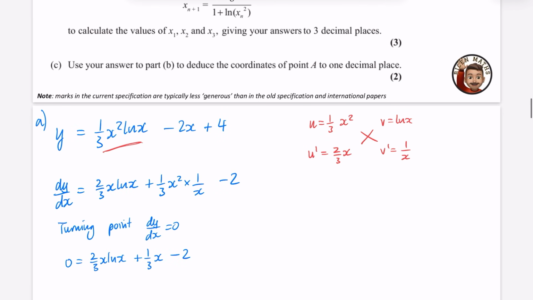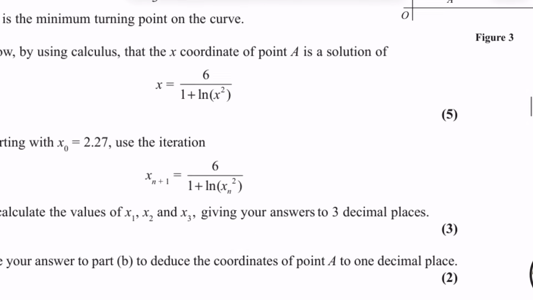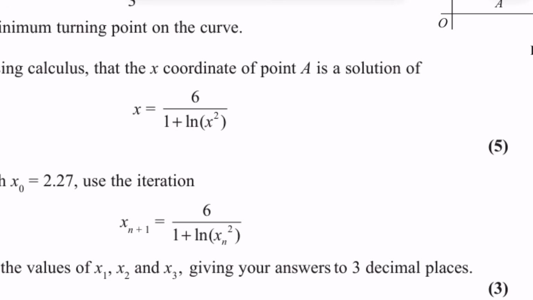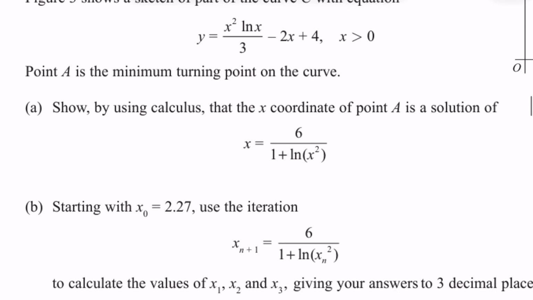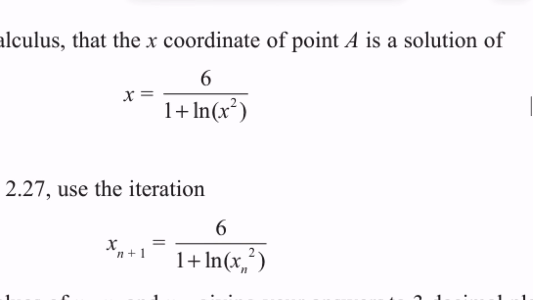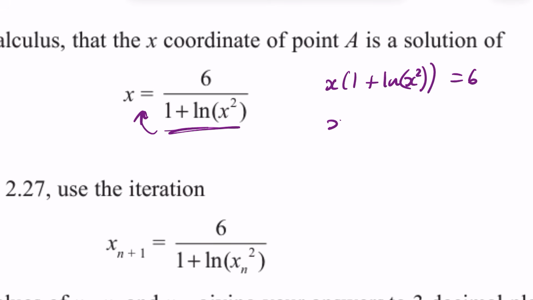Now this is where I want to look at what they've given us, which is here, and work backwards with this and think, okay, how are we going to make what we've got here look like this thing? So my instinct is to take this part and multiply it up like this, so that we would have x multiplied by 1 plus ln x squared is equal to 6. So we're going to have an x plus x ln x squared is equal to 6.